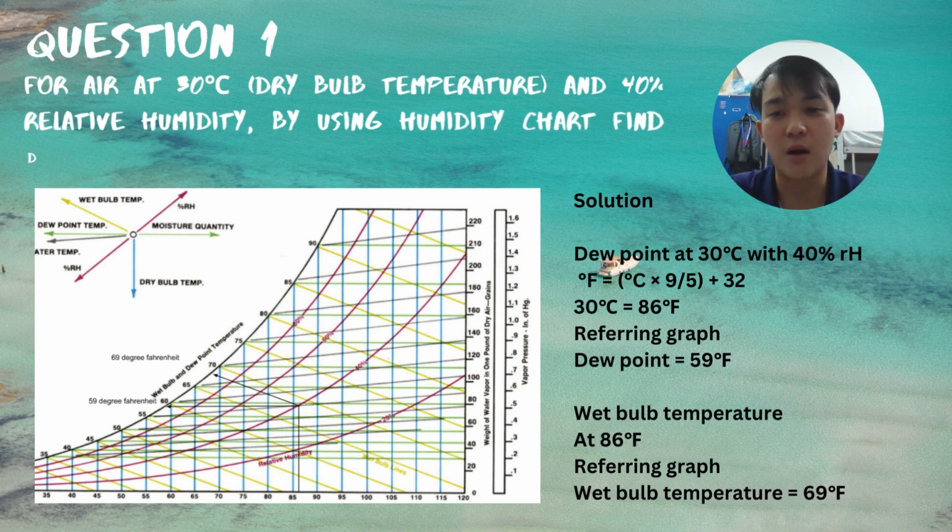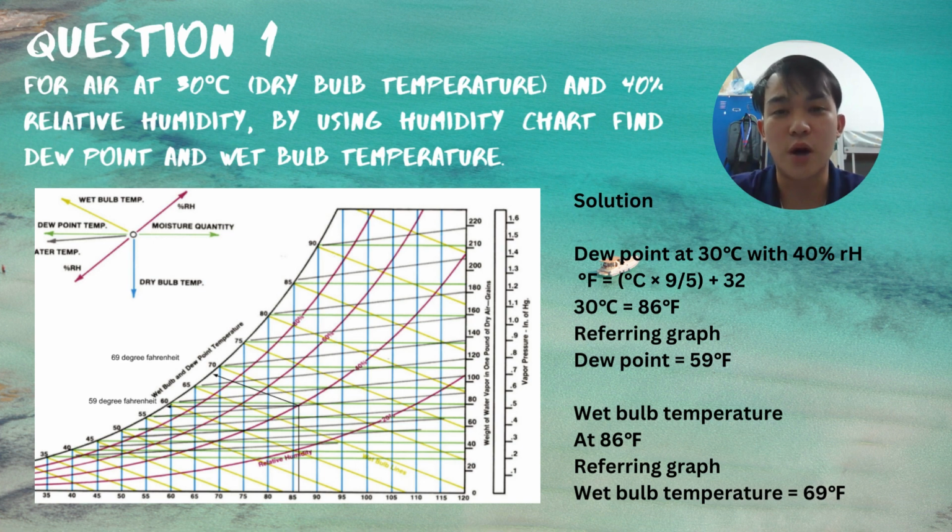Today, I would like to share a topic with a question related to our Chapter 5, humidification. So, let's look into our question. For air at 30 degrees Celsius dry bulb temperature and 40% relative humidity, by using the humidity chart, find the dew point and wet bulb temperature.